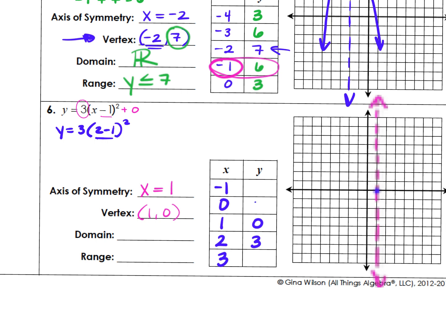With the 0, right? The opposite side of that. Okay, then plug in a 3. Y equals 3 times (3 minus 1) squared. So 2 squared is 4 times 3 is 12. So you get a 12 and a 12.